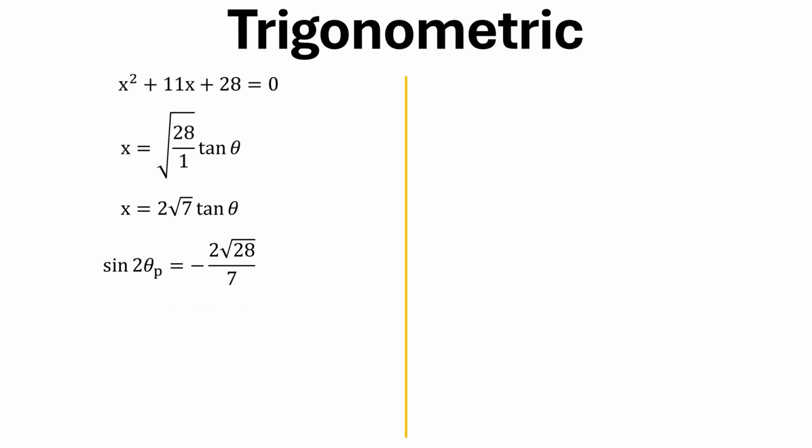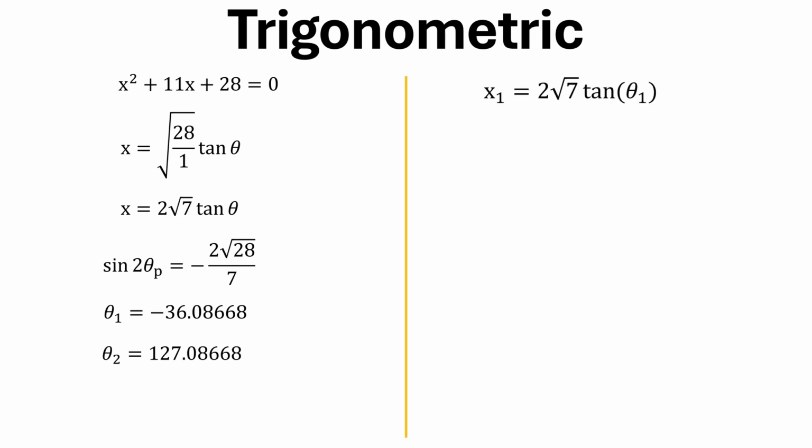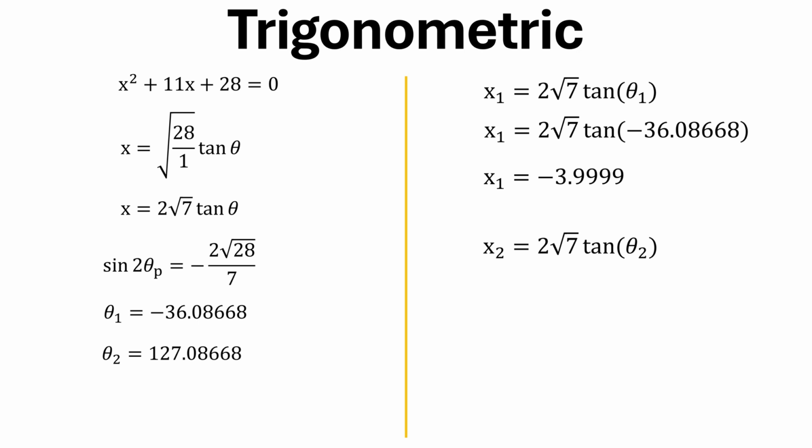There are two solutions. Theta 1 is minus 36.08668. The second solution, theta 2, is 127.08668. Now we have to put both values of theta into the x equation. The first solution is 2 root 7 tan minus 36.08668, which results in minus 3.9999, approximately the minus 4 we expect. The second solution is 2 root 7 tan theta 2, which is 2 root 7 tan 127.08668, which results in minus 7, exactly as we expect.